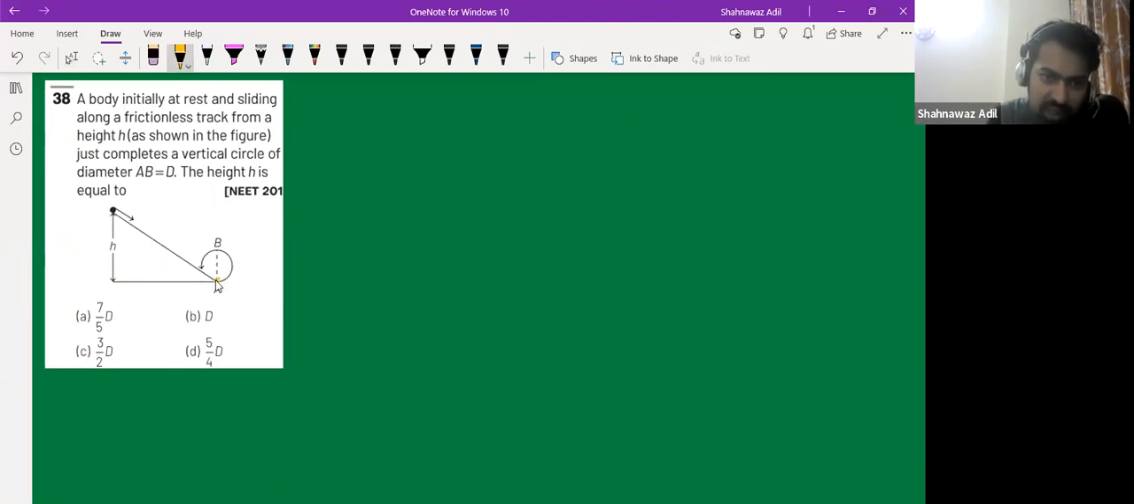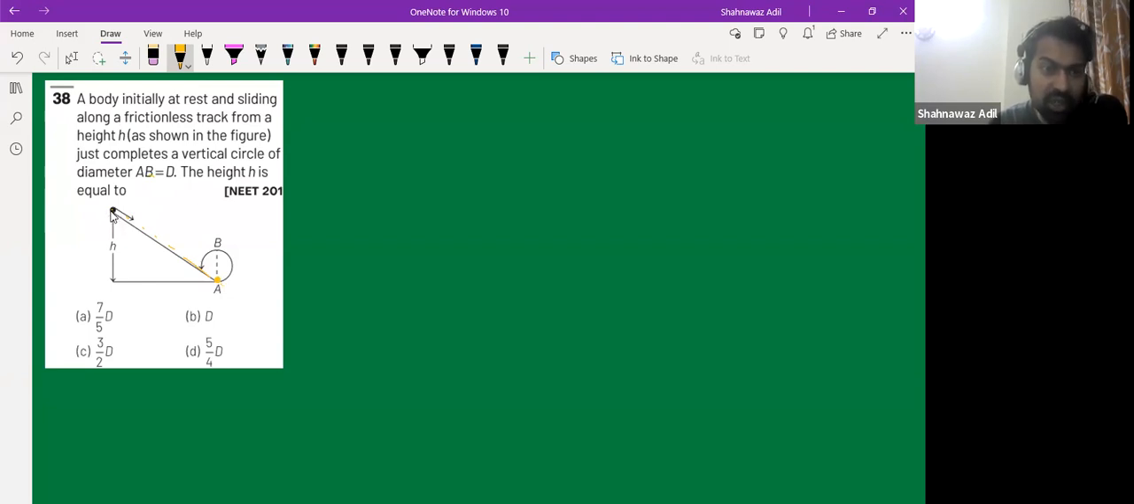What should be the speed at this point, guys? That should be root 5gr. Yes, sir. Yeah, so that we know. And this is sliding and reaching here. So what is the energy that we have at this point? We have put this body at a certain height, so only potential energy is there, right?